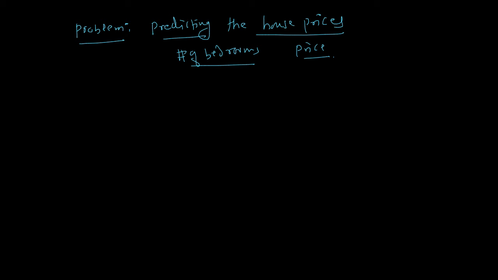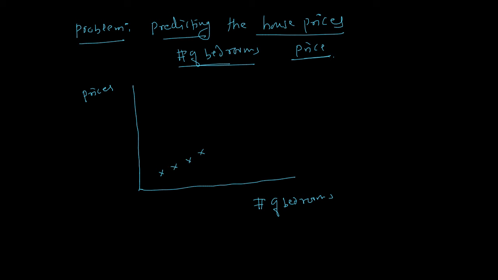So if I plot these two, how will I solve this problem using linear regression? If these are the number of bedrooms here, and here we have prices on the y-axis, then usually if I plot this data, as the number of bedrooms increases, the price of the house increases. So that's why I got this plot.